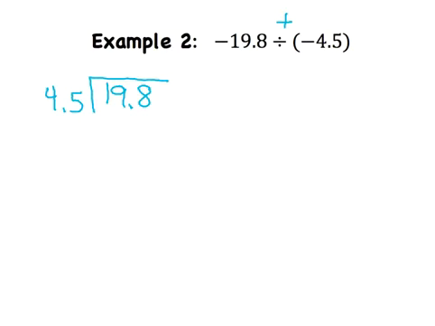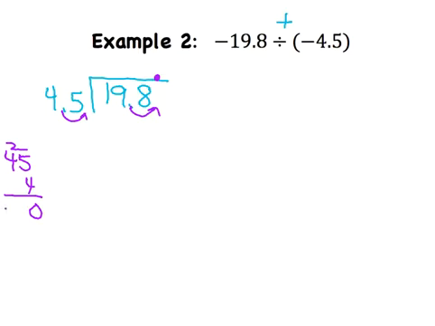In this particular problem, we need to move the decimal 1 space to the right in the divisor, so we're going to move it 1 space to the right in the dividend. 45 goes into 198. Well, 40 goes into 160 about 4 times. If I tried 5 times, that would be more than 200, wouldn't it? So let's try 4 times.